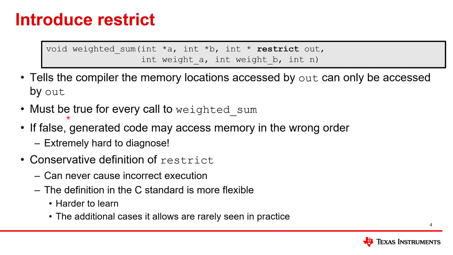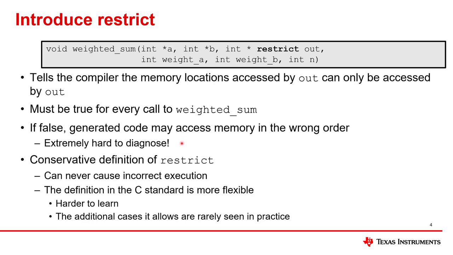Okay, this has to be true for every call to weighted sum. You can imagine there would be multiple calls to weighted sum with different pointers and different values for weights and so on, and for every one of those calls, this property that you're telling the compiler must be true. If it's ever false, the code generated by the compiler may access memory in the wrong order, which is extremely hard to diagnose. You do not want to put yourself into this situation. You could spend a really long time debugging, working out that this is what happened.